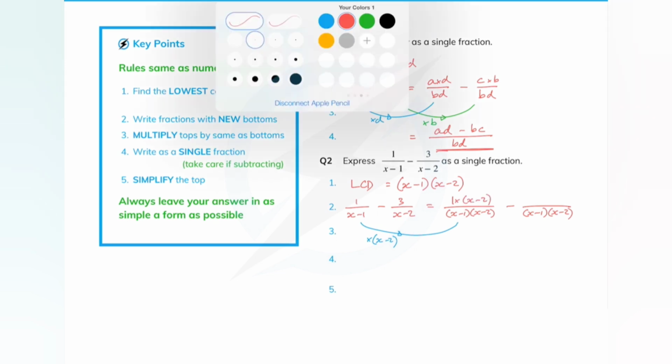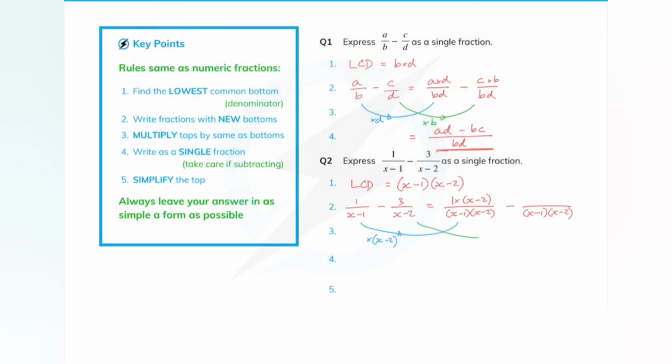And then I look at the second one. What have I multiplied the bottom by? Well, I've multiplied the bottom of my right-hand fraction by x minus 1 to get to the right-hand fraction on the other side. So I multiply the top by x minus 1 as well.